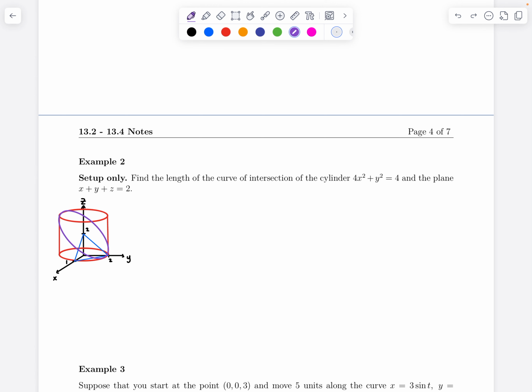So to figure out the parametrization, we're going to need to work with thinking about what x should be in terms of t, what should y be in terms of t, and what z should be in terms of t. And we should have some intuition about how to get started, because 4x squared plus y squared equals 4, we've seen something that looks similar to this in a parametrization when we were doing curve sketching in section 13.1.